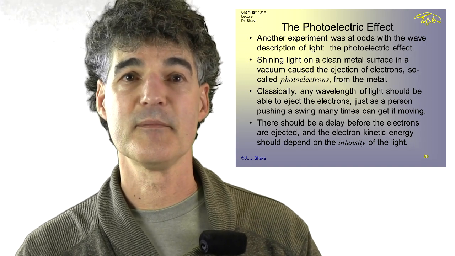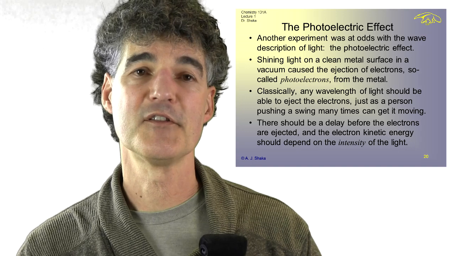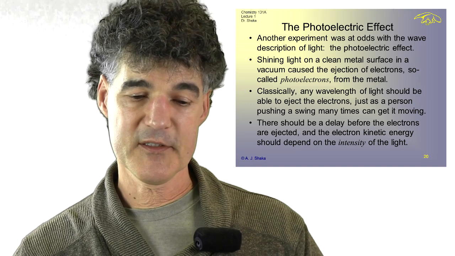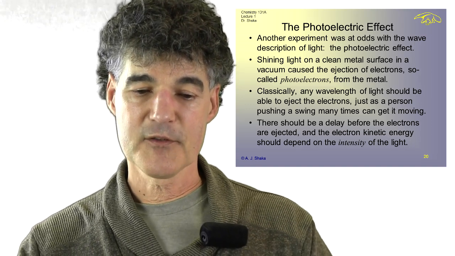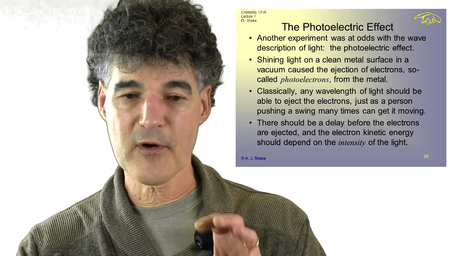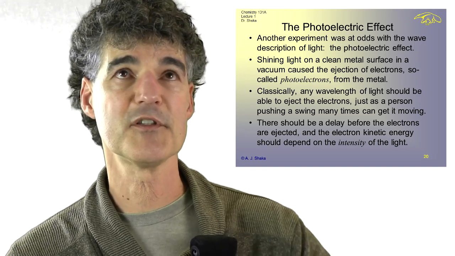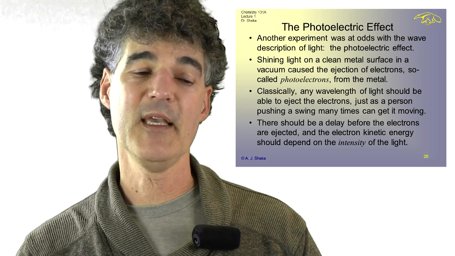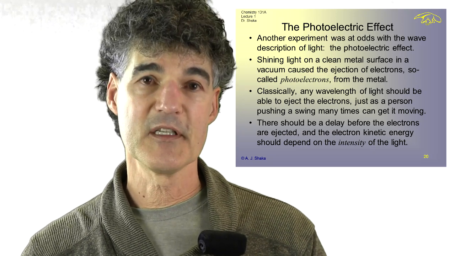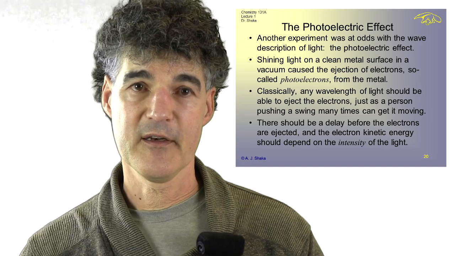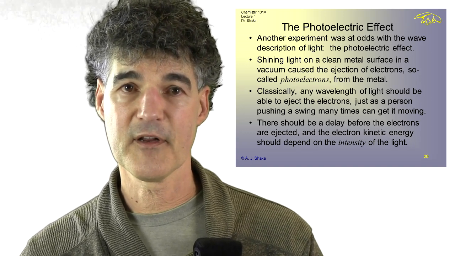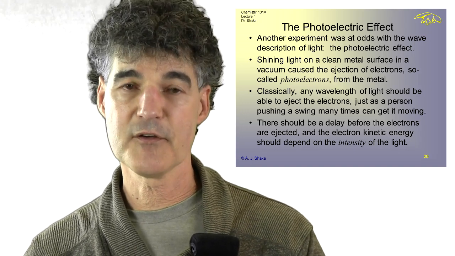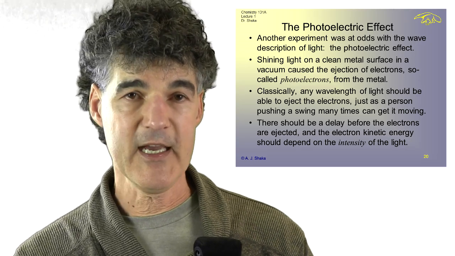Electrons would come off the surface of the metal, come into the vacuum and they would be ejected. And ideally, if light were a wave, then what should happen is if you have a wave coming in, it should sort of excite the electrons more and more and more, and then boom, finally, just like pushing a swing, if you push it enough times, you can get the person moving. So that means that when you turn on the light, there should be a delay before the electrons are ejected. And you can measure that by chopping the light, turning it on and off as quickly as you need to. And the electron energy that comes out should depend on the intensity of the light.